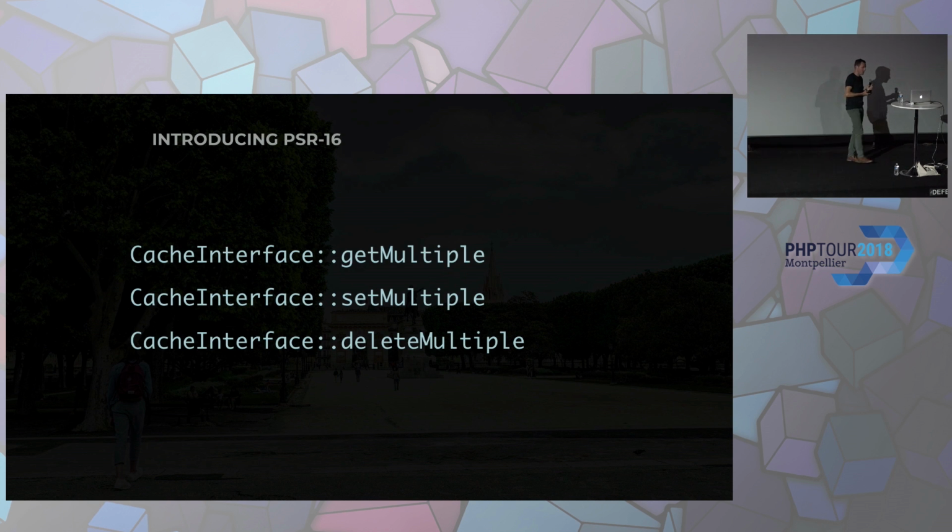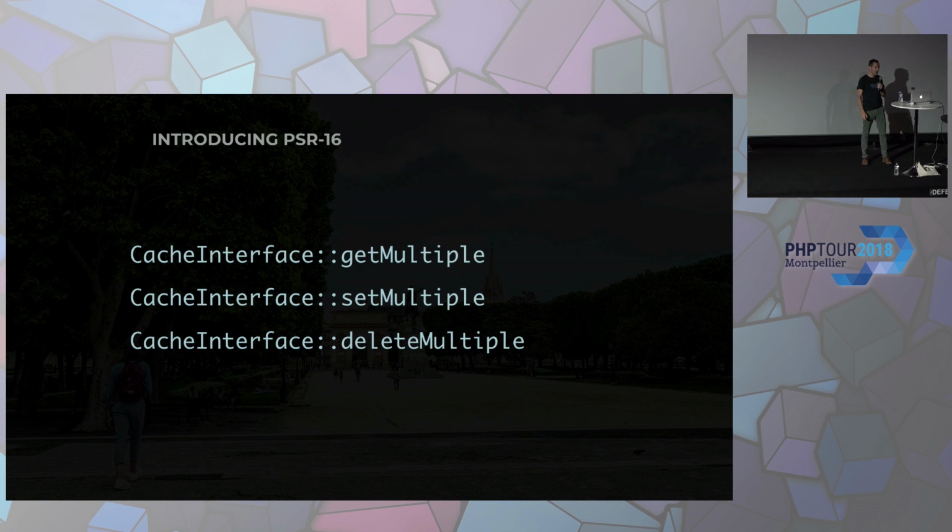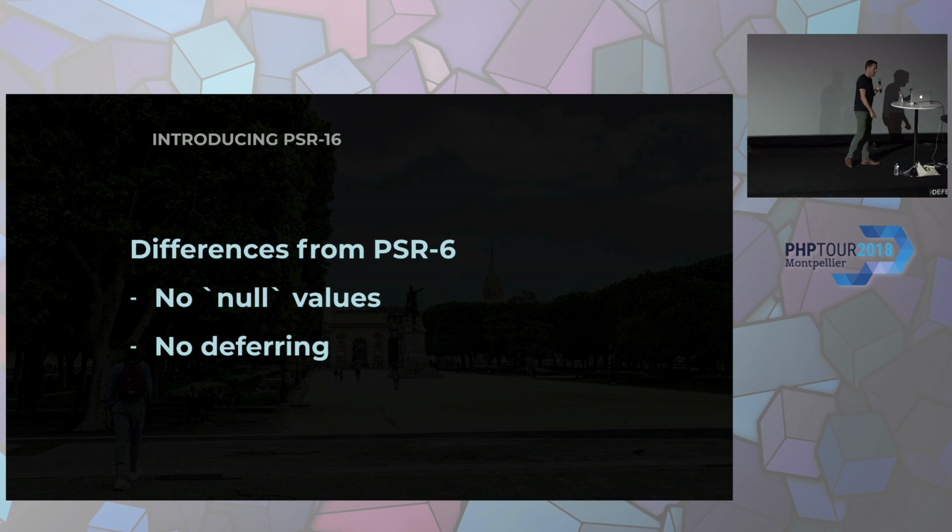Right. So there's a couple of methods. You can get multiple, set multiple, and delete multiple, so you can have batching as well. But there's no deferring. There's no saying, oh, well, I want to get the item pool to define the optimal batch size. So you have to do this yourself. And there's no way of differentiating a null value between something that is not in the cache or something that is stored as null. Sorry? There is a has method? Okay, good. I should adjust this then.